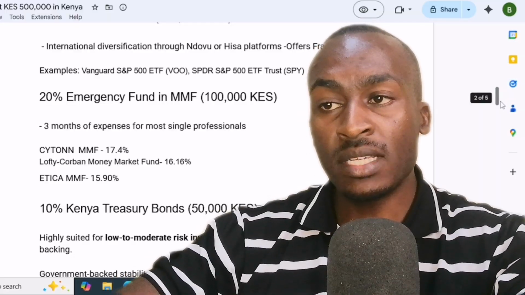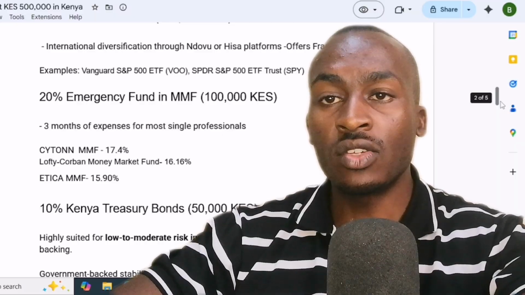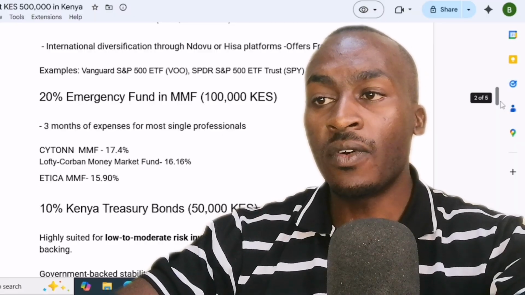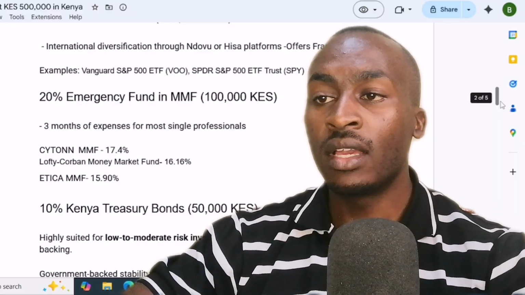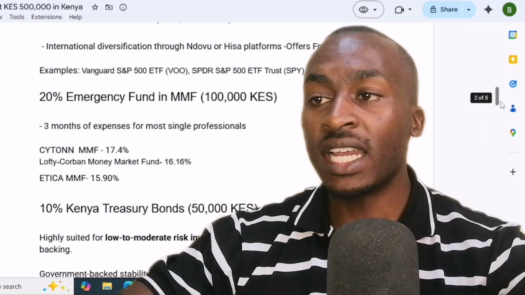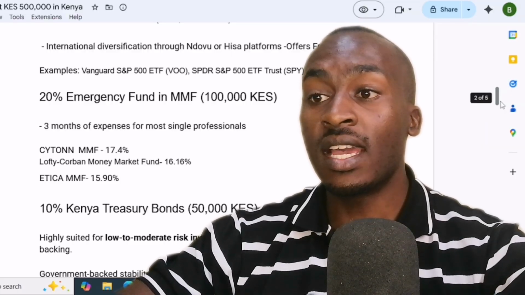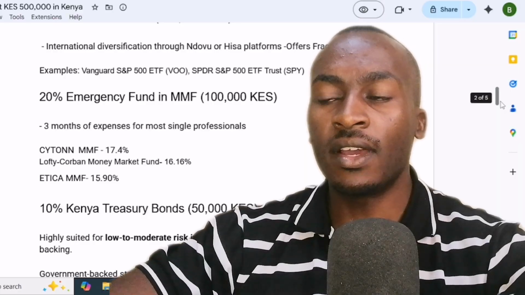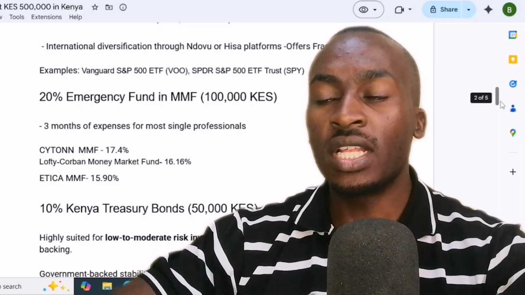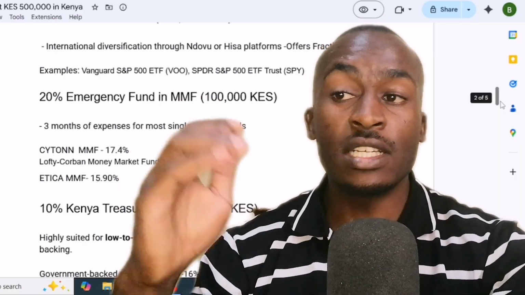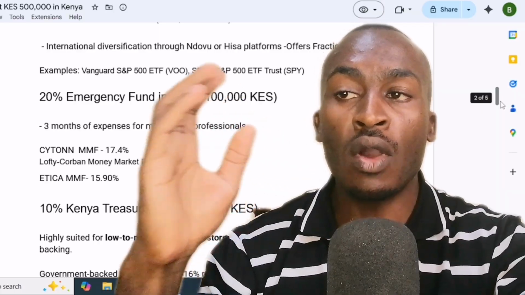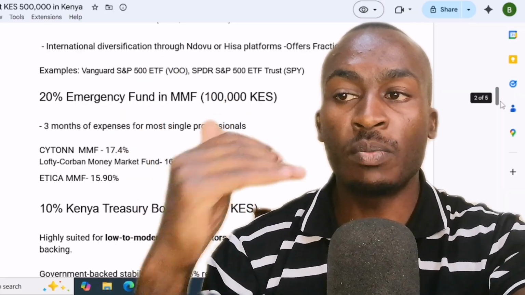And some of the best performing MMFs include Cytonn. They had a 17.4% return last year. We also have Lofty Corban Money Market Fund. They had a 16.16% return last year. And also Etica Money Market Fund. They had 15.90%. This is just to name a few. So look for a money market fund that is suitable for you.